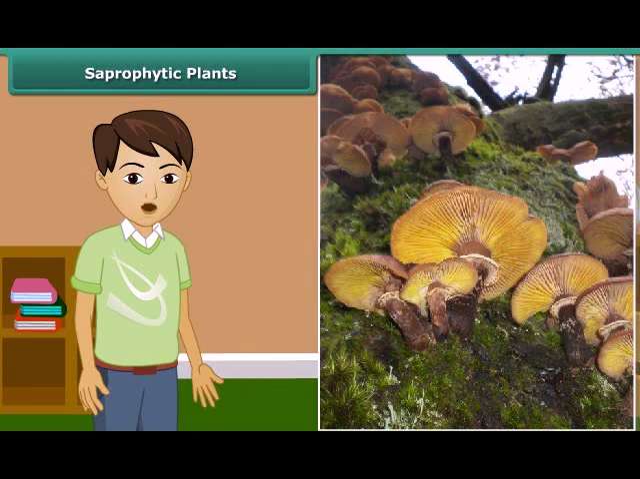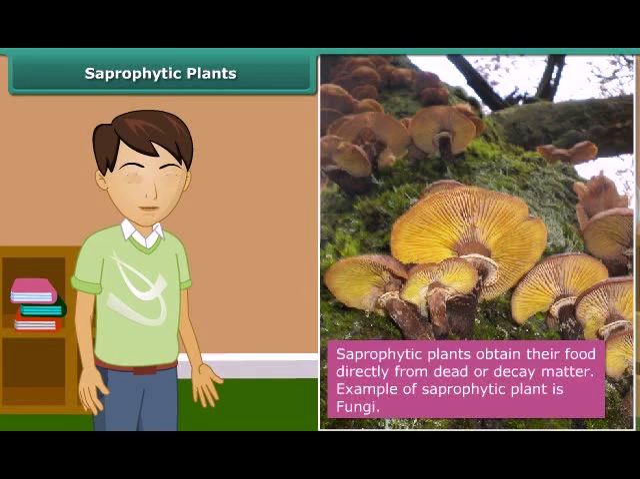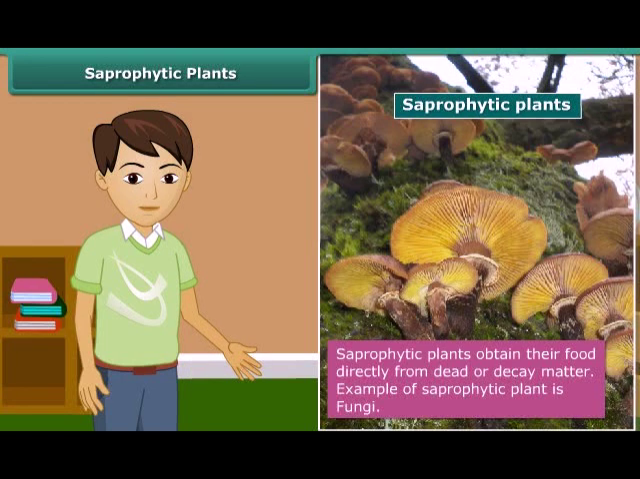Friends, these organisms are commonly called fungi, and they get their nutrition from dead and decaying matter. To get their nutrients from dead and decaying matter, they secrete digestive juice and convert it into a solution. This mode of nutrition, in which organisms take in nutrients in solution from dead and decaying matter, is called saprotrophic nutrition, and organisms which use this kind of mode of nutrition are called saprotrophs. Thus, we can say that fungi are saprotrophs.